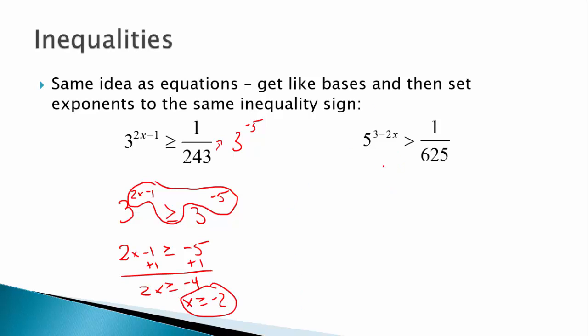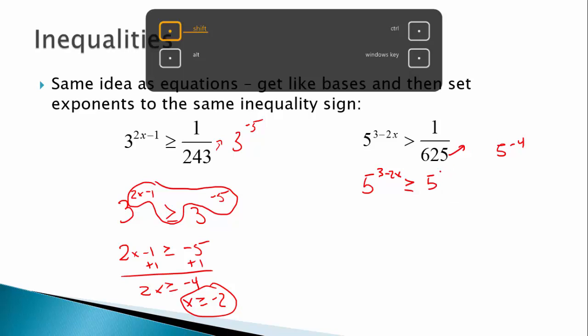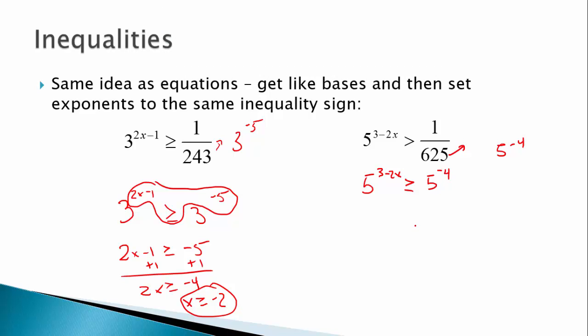Okay, let's try the second one. All right, so I'm probably going to keep the 5 the same, but 1 over 625 is 5 to the negative 4th. So we get 5 to the 3 minus 2x power is greater than 5 to the negative 4th. And then again, we just focus on the exponents. 3 minus 2x is greater than negative 4.